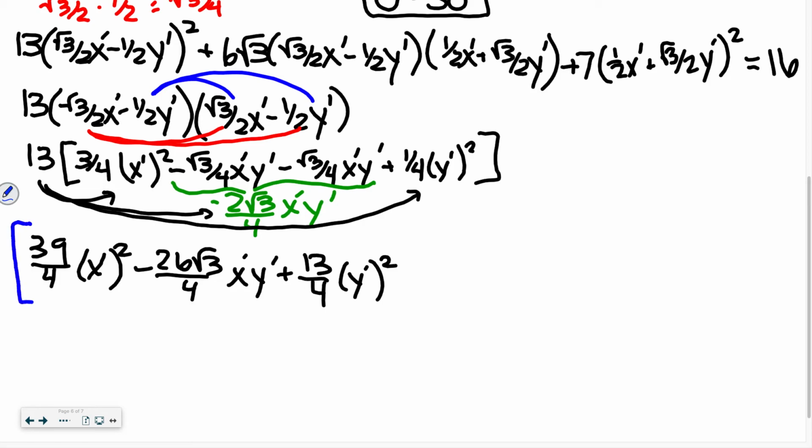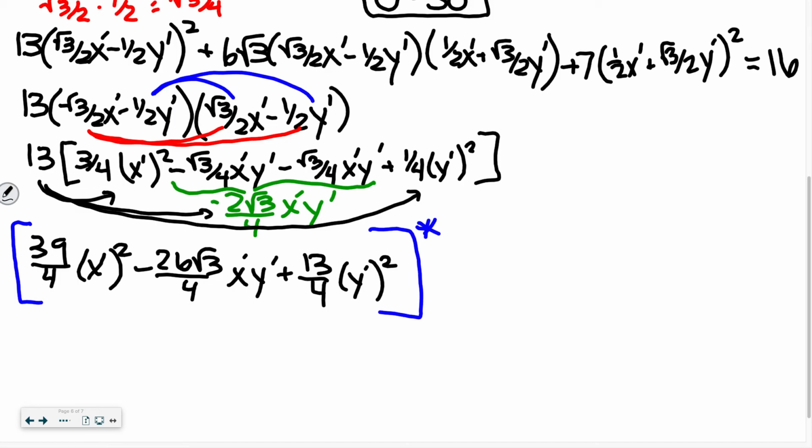Now I'm going to put this in a blue box. I'm going to put a little asterisk next to it, so I know I've simplified that one, combined the like terms, distributed the 13. It's ready to be combined with other x prime squareds or y prime squareds when I do the others. Okay.